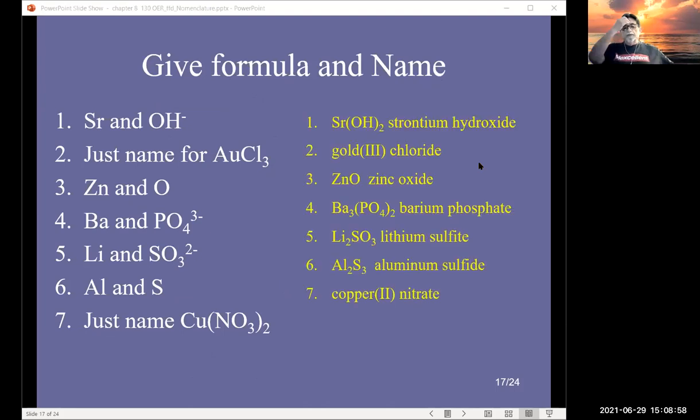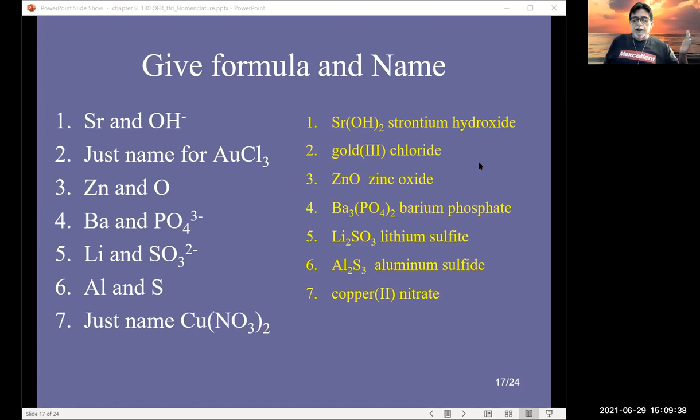All right, here we have number 1, Sr is strontium, okay? And the OH is a hydroxide, the polyatomic ion. So its formula is Sr. We need a parentheses for the hydroxides because we need 2 of them. Strontium is in group 2. Being in group 2, it's a metal, it will have a +2 charge. So that means I need 2 negative hydroxides to counter the +2. Strontium is number 38 on the table.